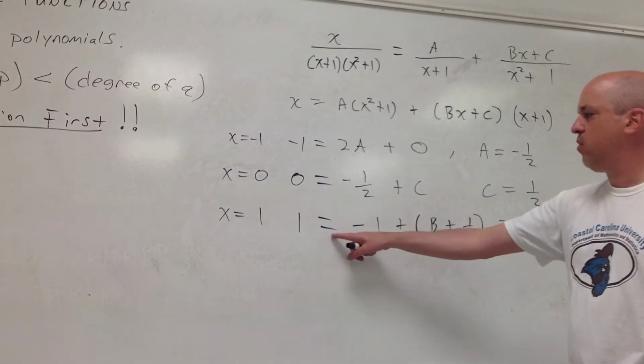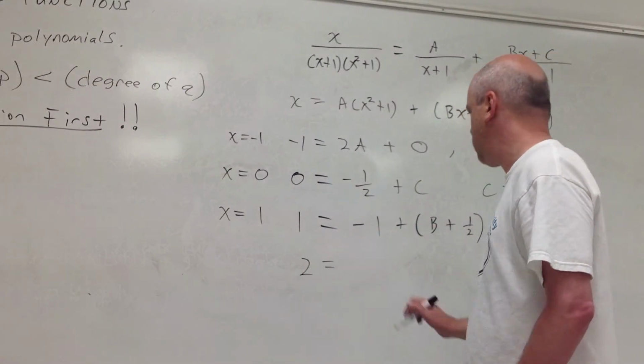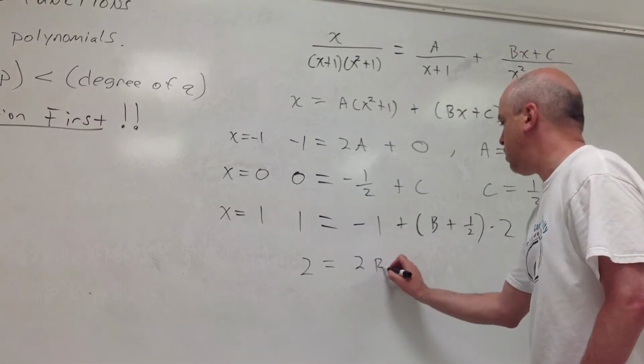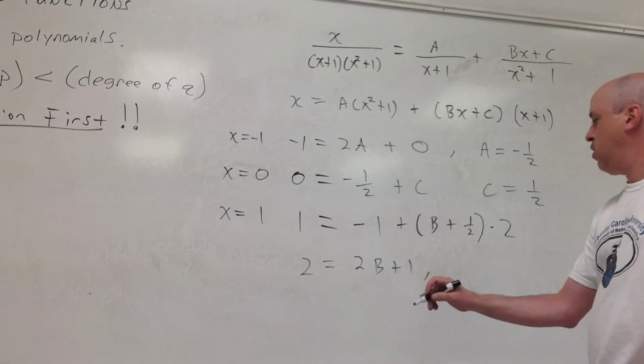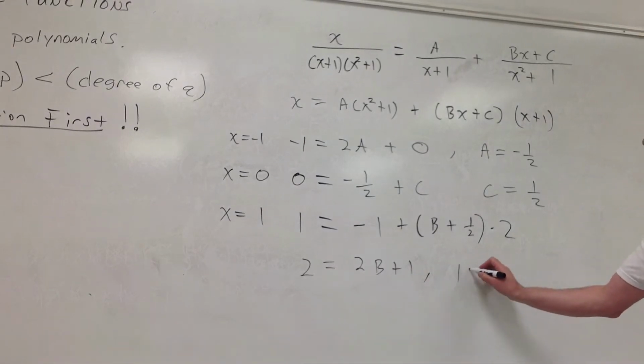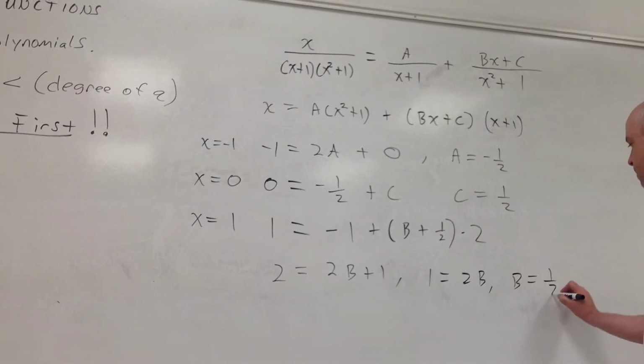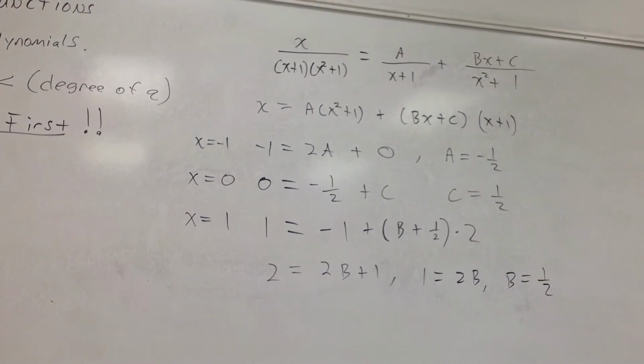So let me add this negative 1 over here, get a 2 there. Multiply through by the 2, you get 2b plus 1. Subtract 1 from both sides, you get 1 equals 2b. And we got b equals a half. So now I have a, b, and c.